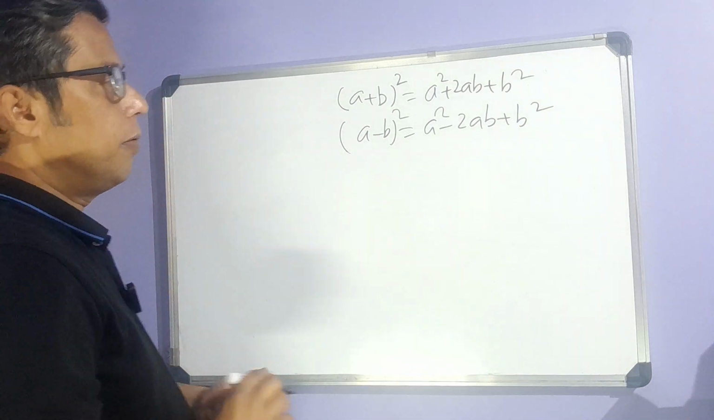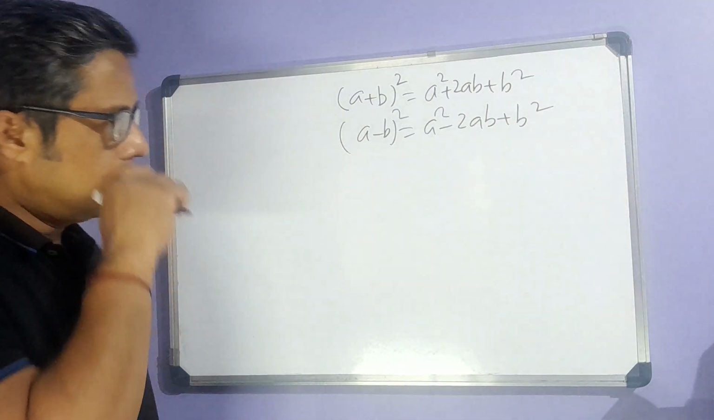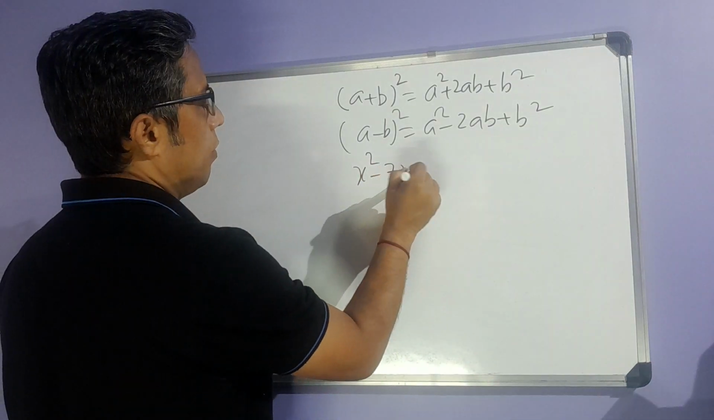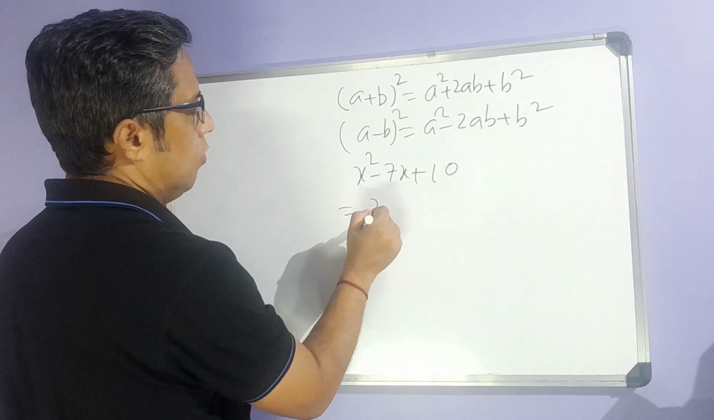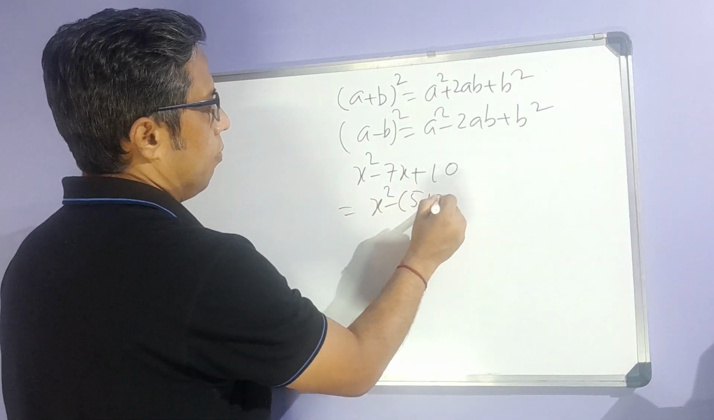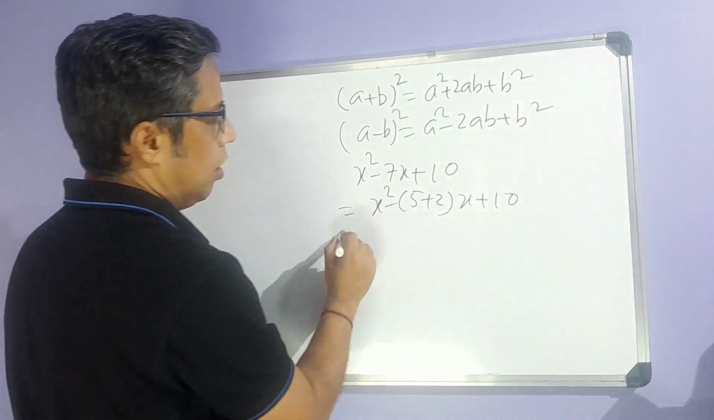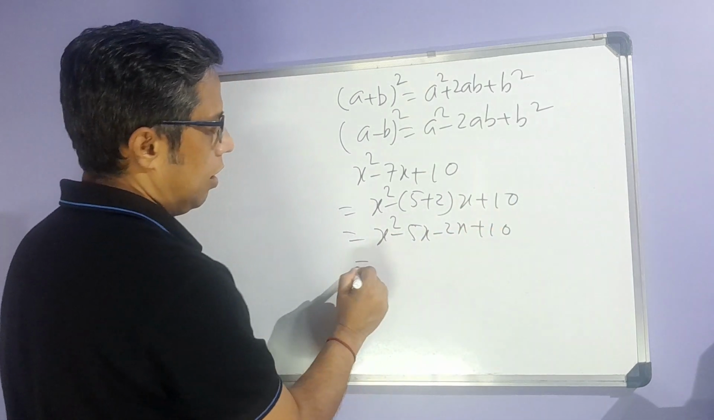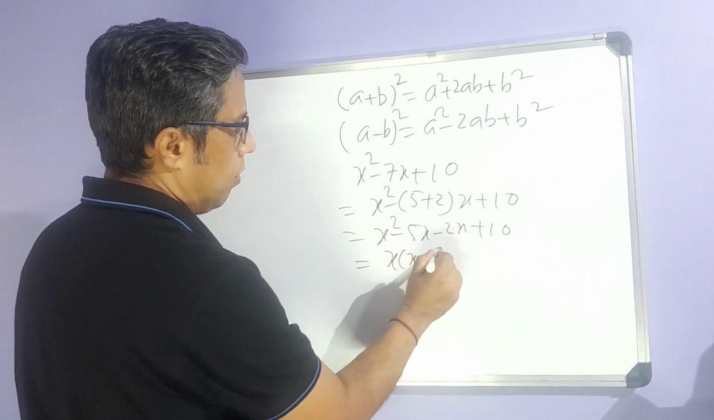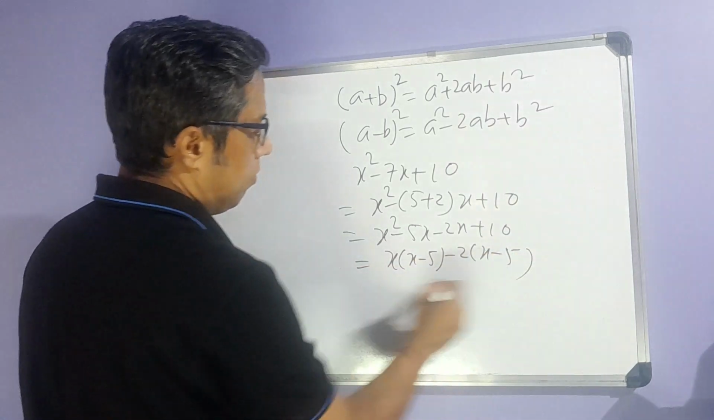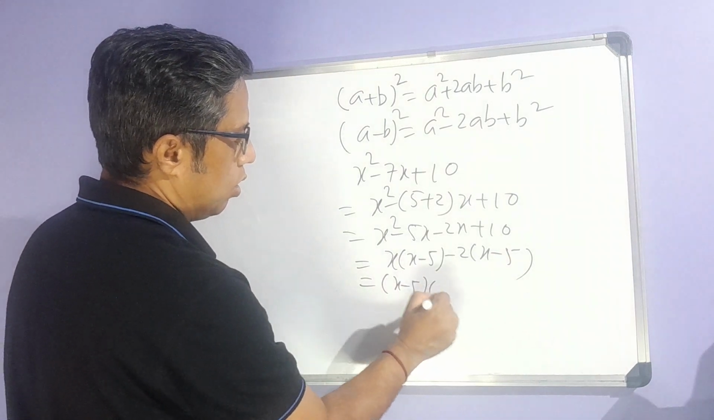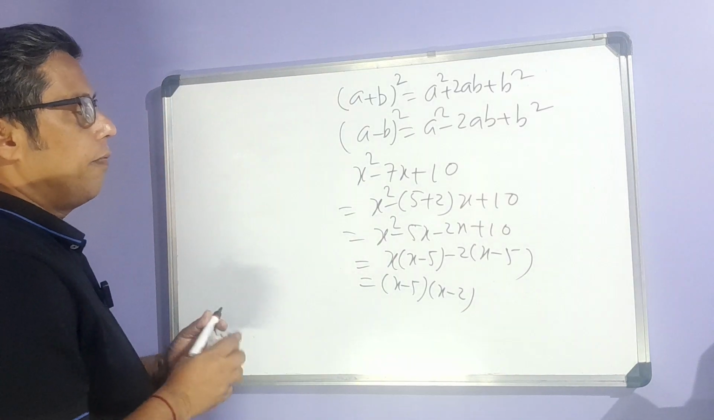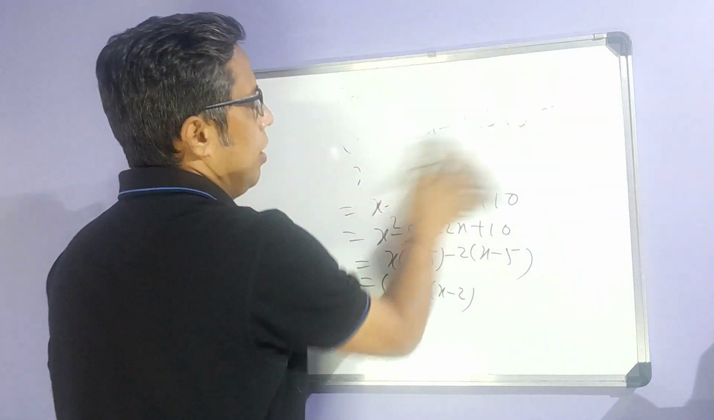So next I told you about the factorizations. Factorization is fully based on this one, like x square minus 7x plus 10. So it will be x square minus 5x minus 2x plus 10. So x into (x minus 5), minus 2 into (x minus 5). That's it.